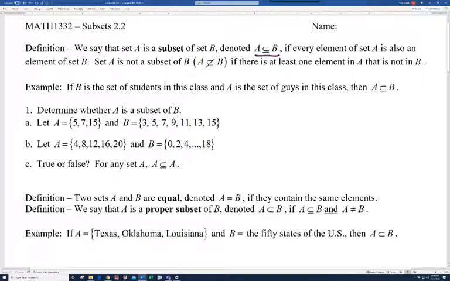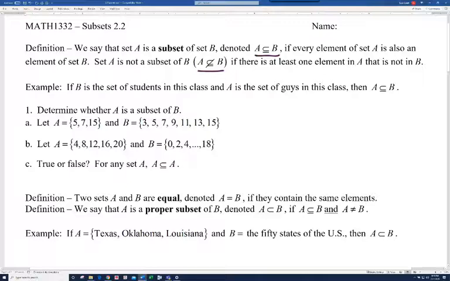Set A is not a subset of B, which we indicate this way. So it's the same notation as a subset, except we have that line through it. So set A is not a subset of B if there is at least one element in A that is not in B. That's important to remember when we get to some of our discussion later on in this video.